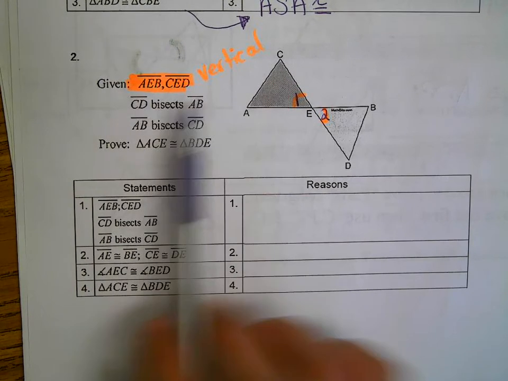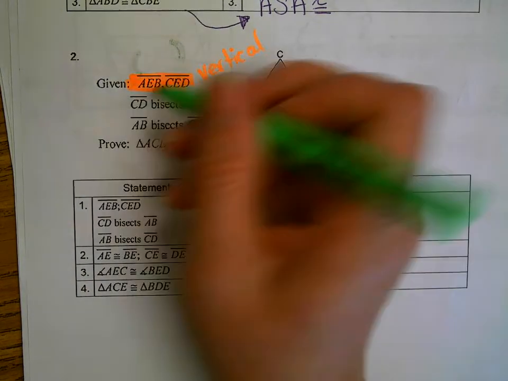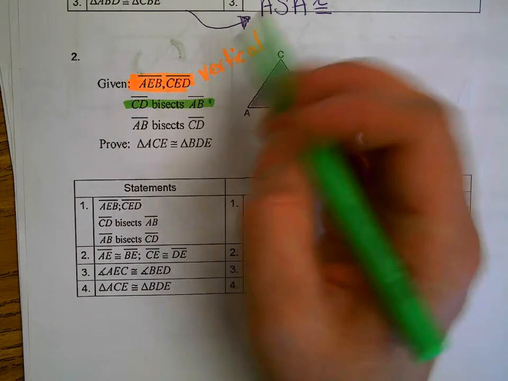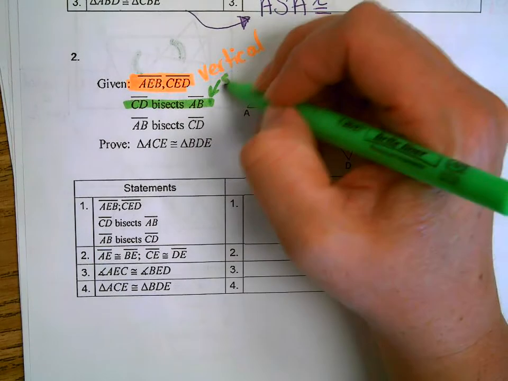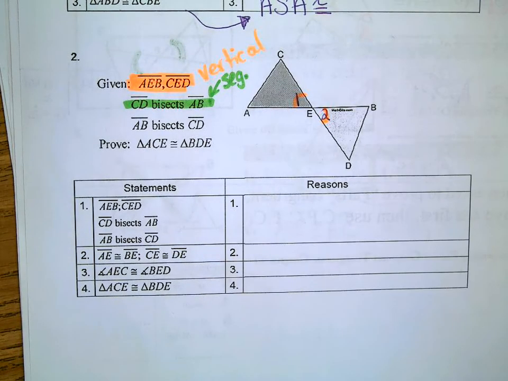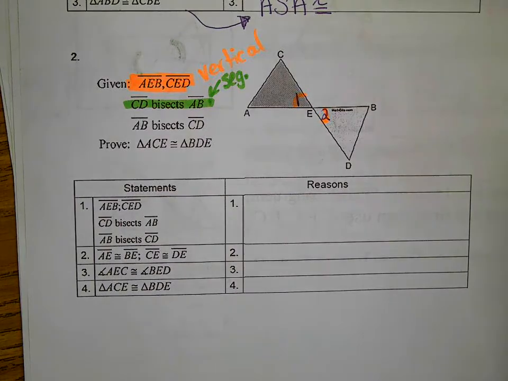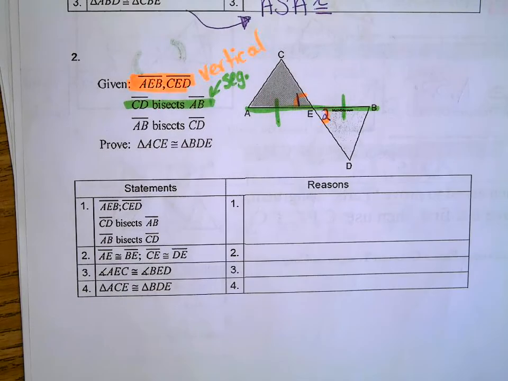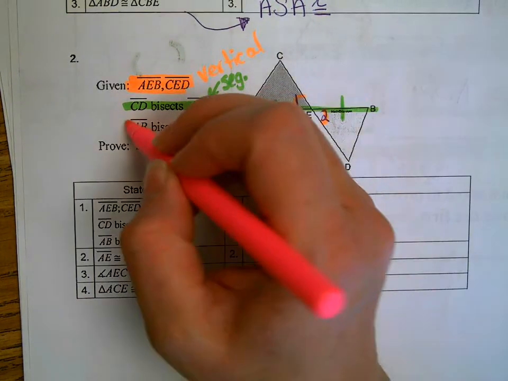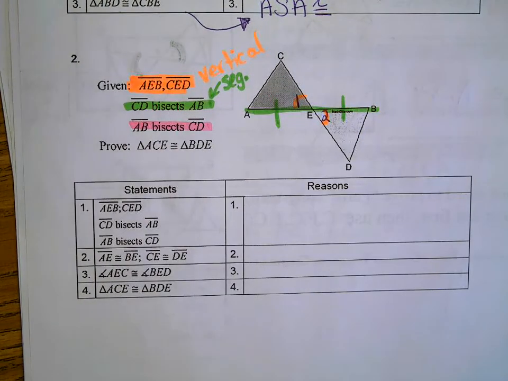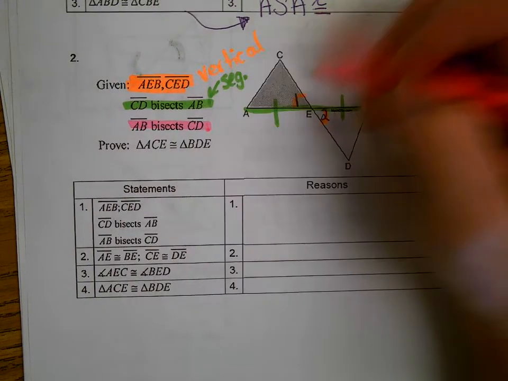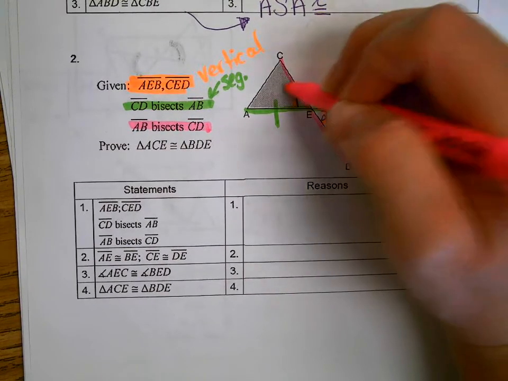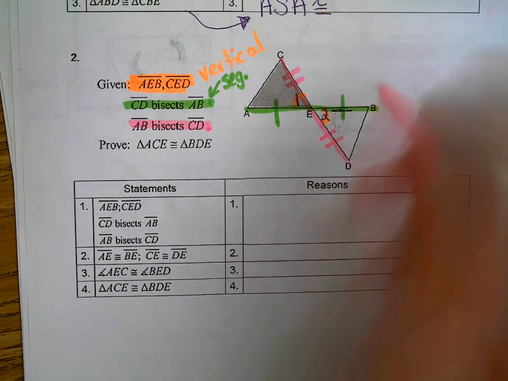Next, we have a bisector. CD bisects AB. So again, remember, this is a segment bisector. What a segment bisector does is create equal segments. So AB is cut into two equal pieces. Now there's another line. The other rule of this proof is that AB bisects CD. So again, we're bisecting segment CD, which gives you more equal segments.